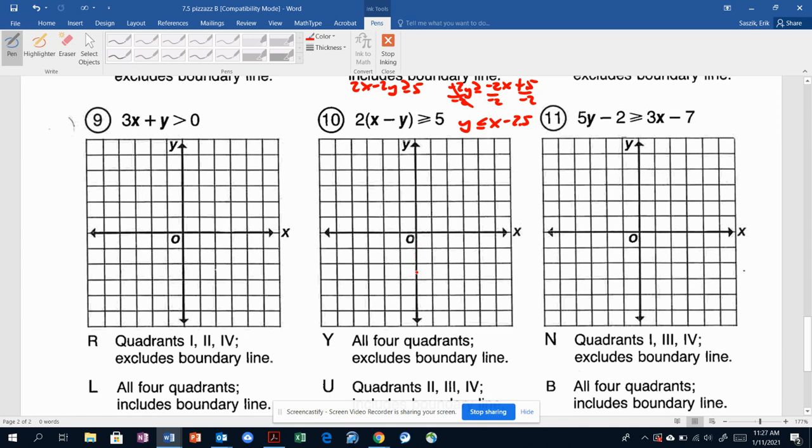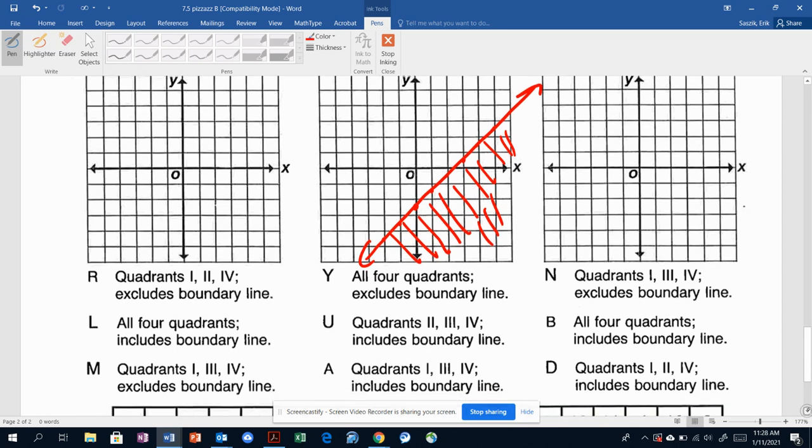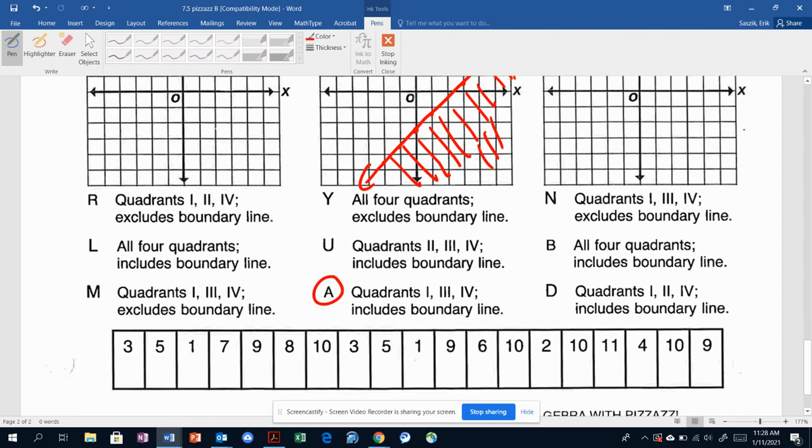That's okay. You're just going to be in this in-between zone. Up 1 over 1, up 1 over 1, up 1 over 1. Down 1, left 1. This would be a solid line as well. And we have to shade below. So it looks like we're in quadrants 1, 3, and 4 with this included line. So that would be A. Okay, if you want to do this on your own, this thing should come out to this.